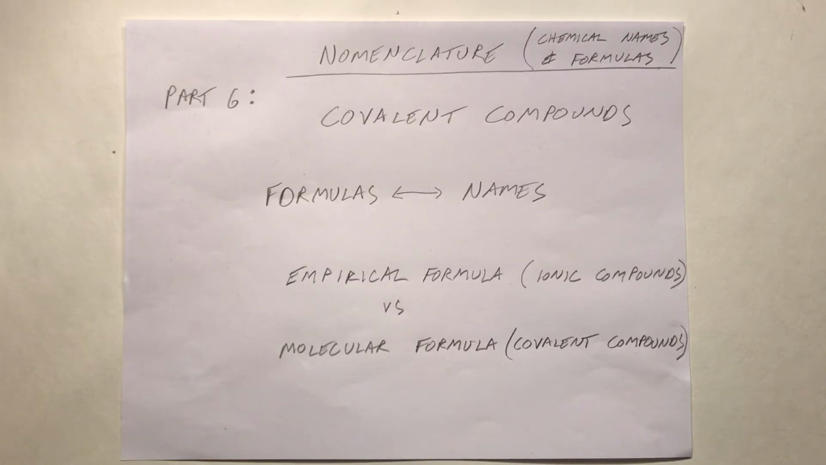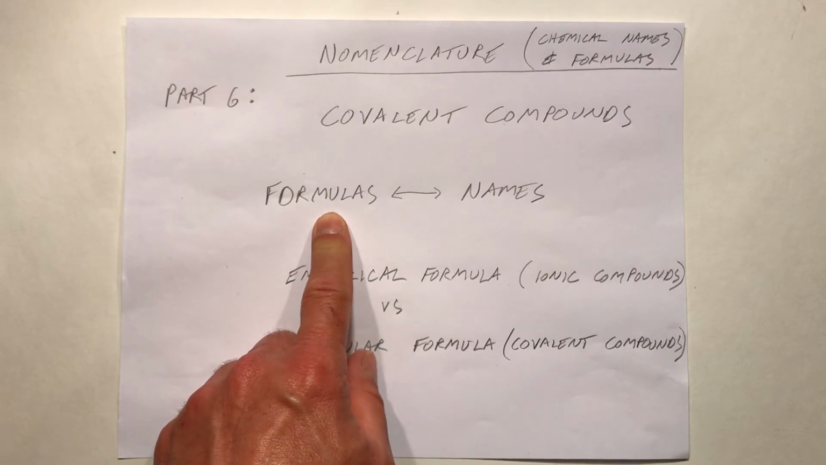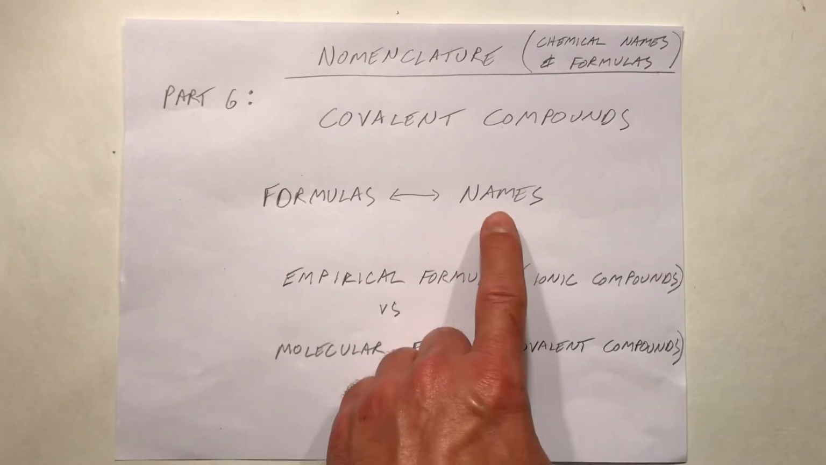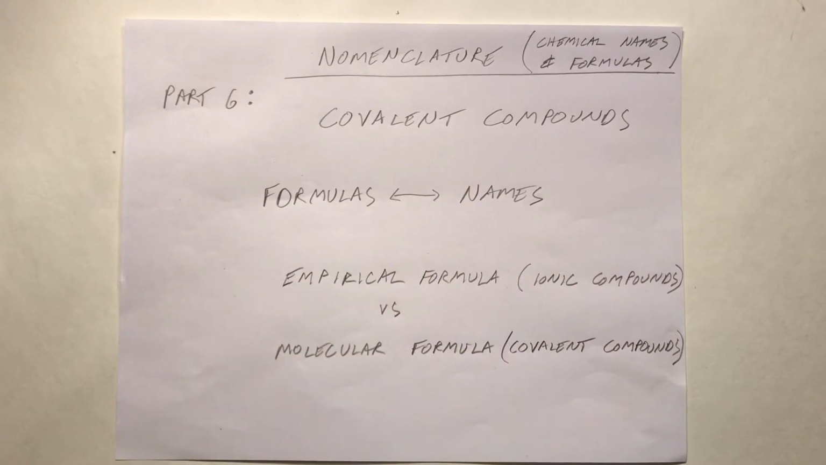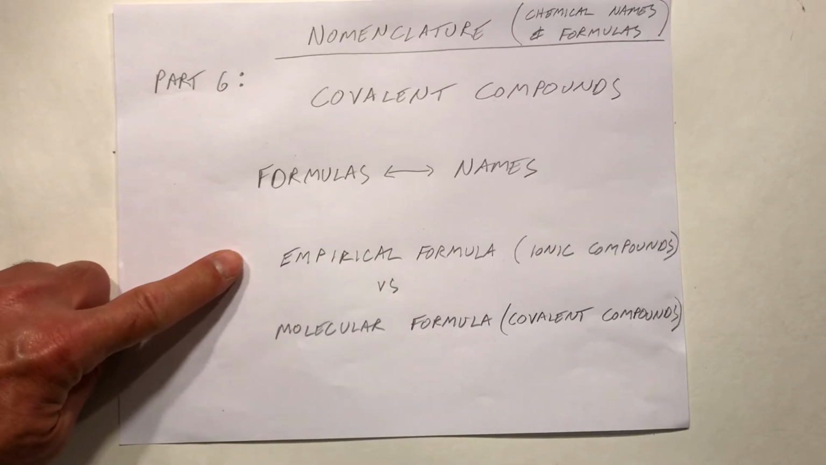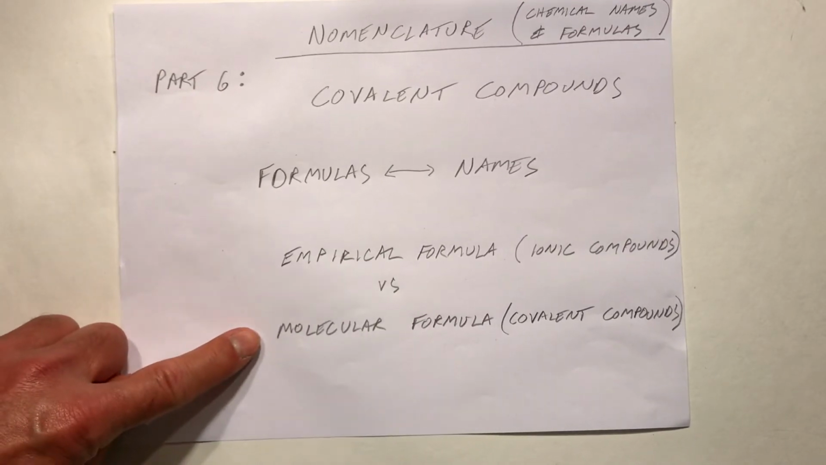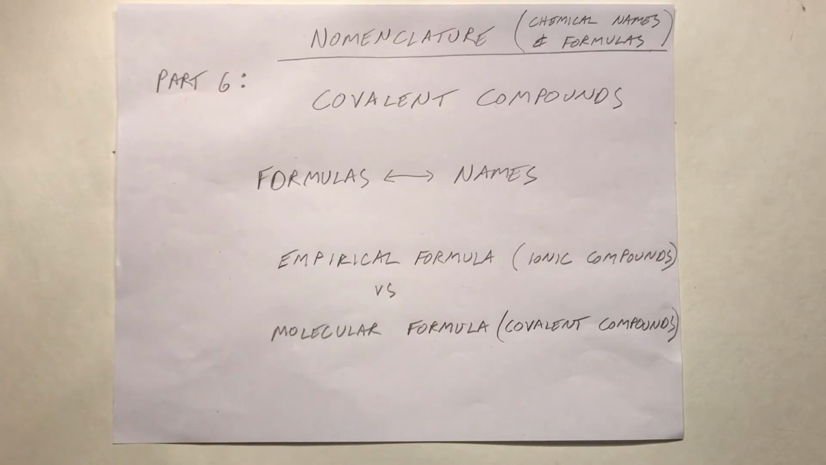Nomenclature Part 6. Chemical names and formulas for covalent compounds. We'll talk about how to take the formula for a covalent compound and determine the name, as well as how to take the name for a covalent compound and determine the formula. We'll do a review of ionic compound nomenclature and talk about how an empirical formula, which is used to represent an ionic compound, is different from a molecular formula, which is used to represent a covalent compound.